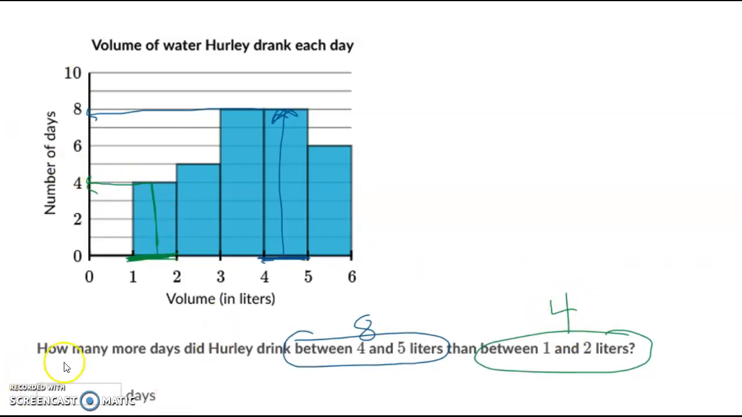So how many more days did he drink between 4 and 5 than 1 and 2? Well, if this one's 8 and this one's 4, that means the difference between the two is 4. So you would just do 8 minus 4. So he drank 4 more days between 4 and 5 liters.